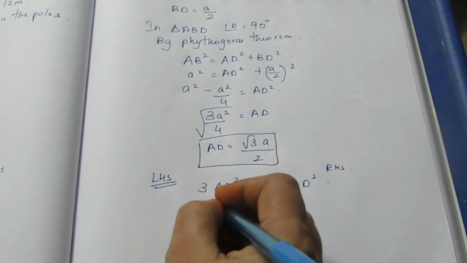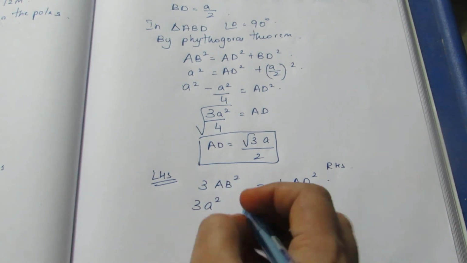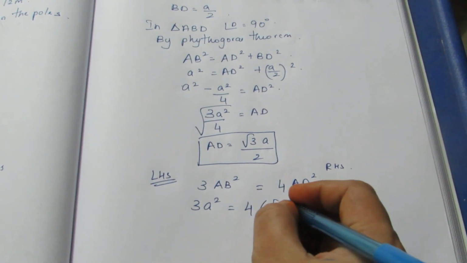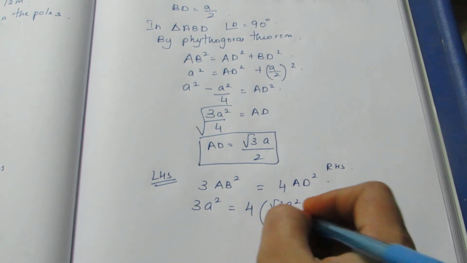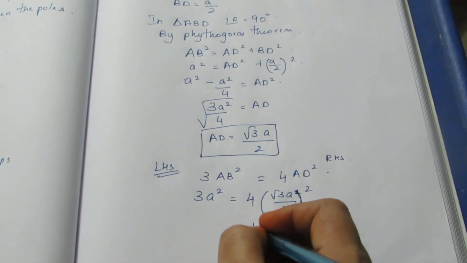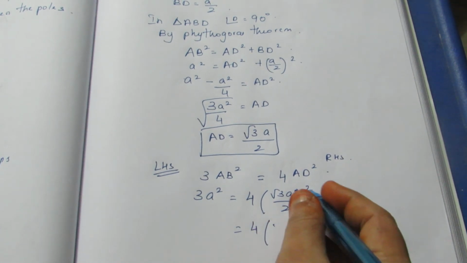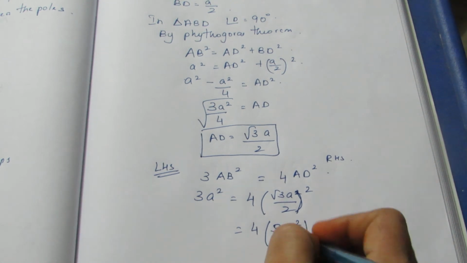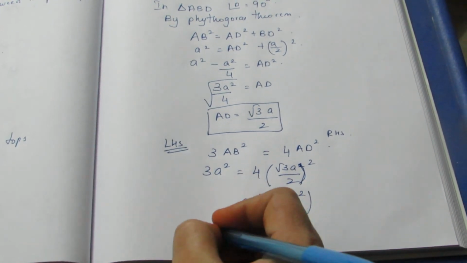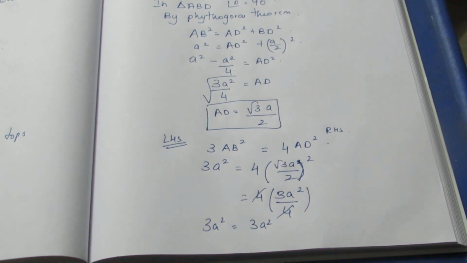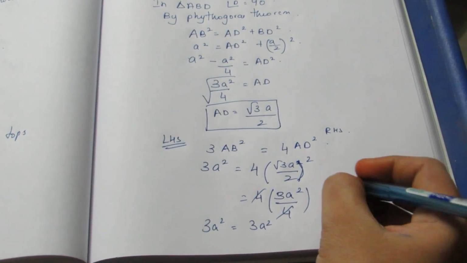We know that AB square is nothing but A square, which is equal to 4 into, now we have found AD, so just substitute the value here, A by 2 the whole square. This becomes 4 into, if I square this, it becomes 3A square by 4. Here this 4 gets cancelled. So 3A square equal to 3A square. The LHS equal to RHS.